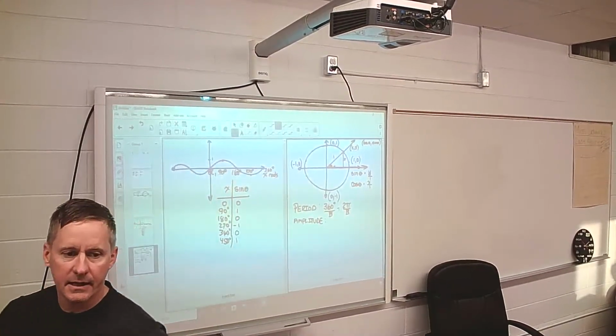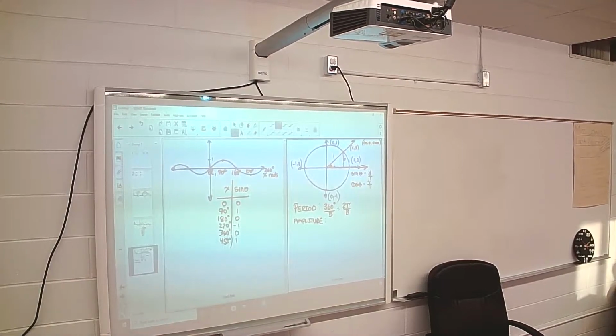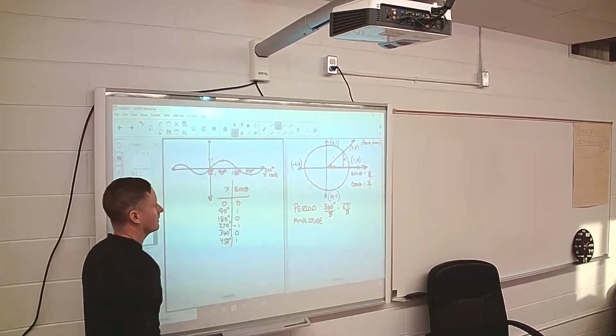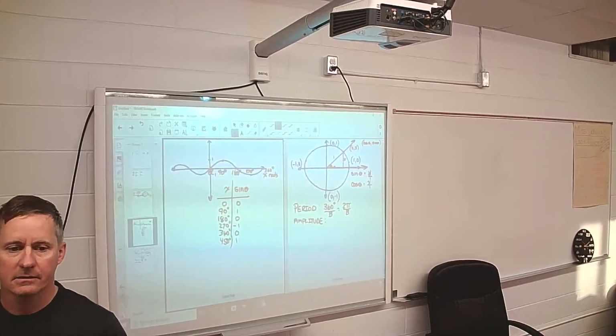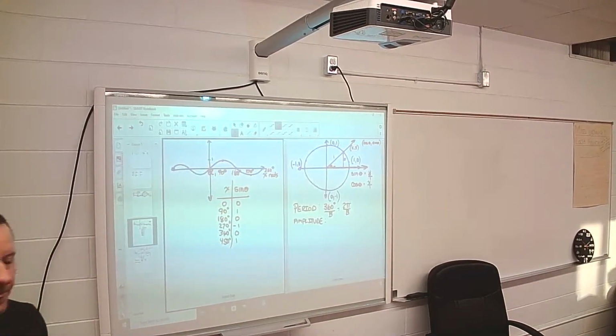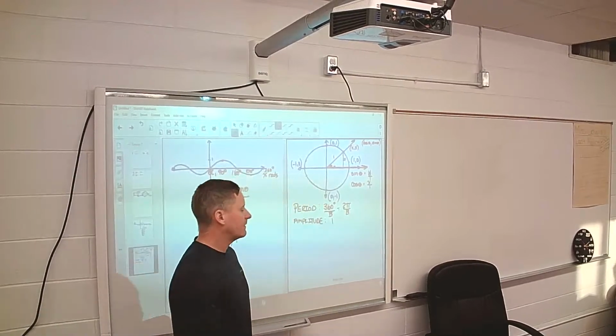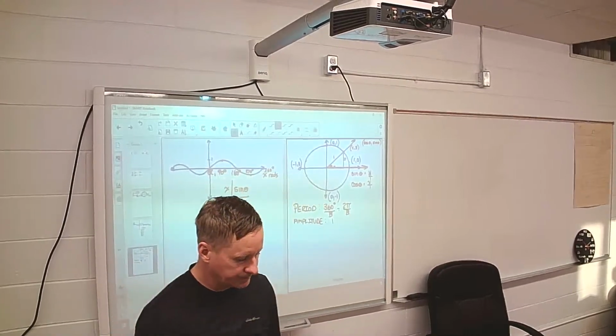The amplitude is the distance from the equilibrium or rest position, as I call it. The distance from the equilibrium position. That is from here to here. What is the amplitude in this? 1. Distance is 1. So we need to know the period and the amplitude.